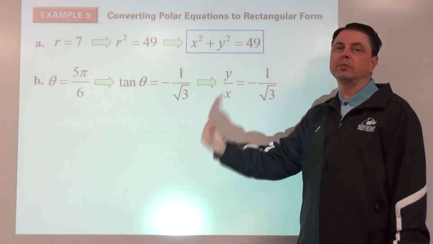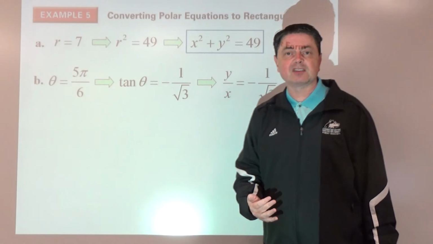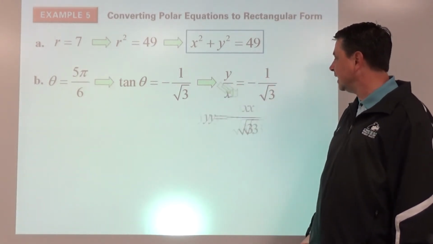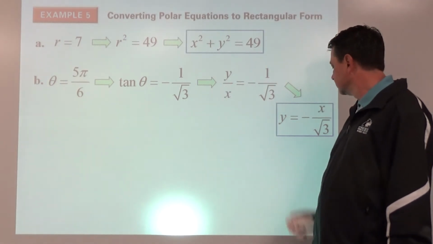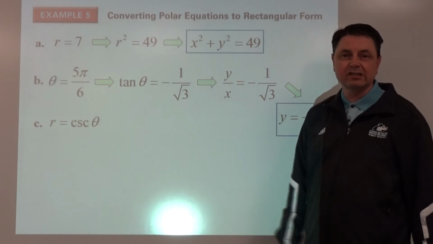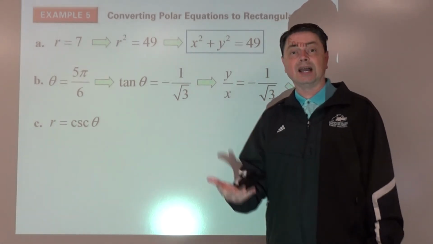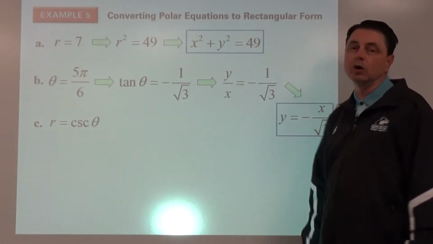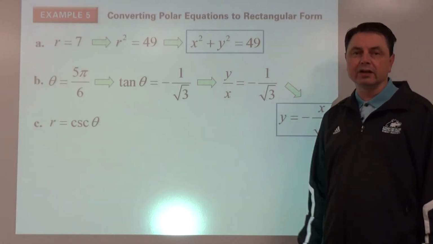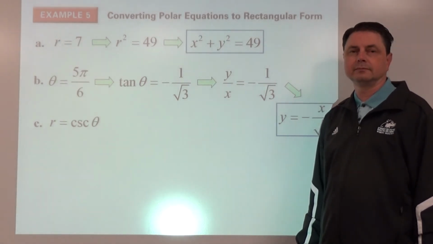We might be more familiar with something like a y equals mx plus b model. If we get the y by itself, multiply both sides by x, we get something like that, or negative 1 over root 3 times x, where we would see that this is a line, and the slope of the line is negative 1 over root 3, with the y-intercept of 0, 0.